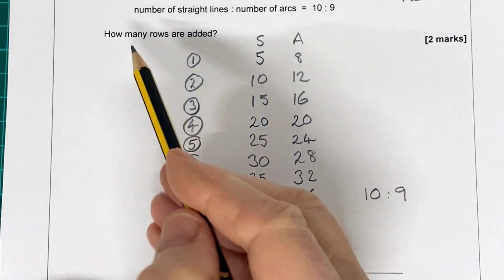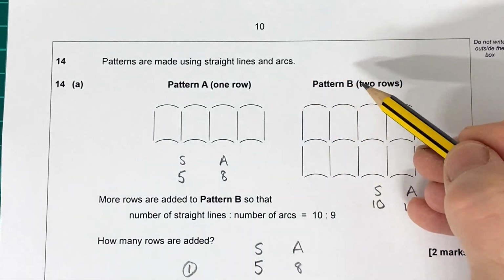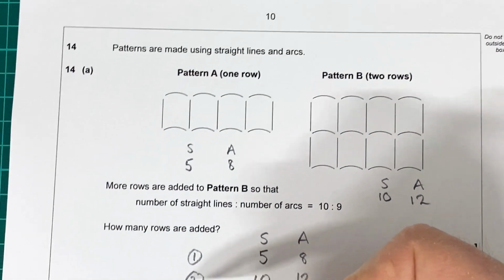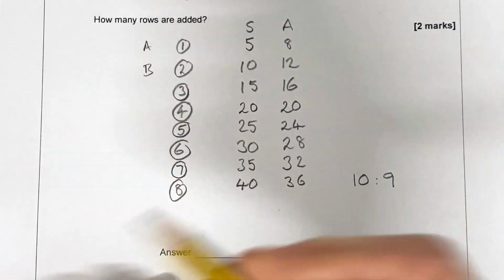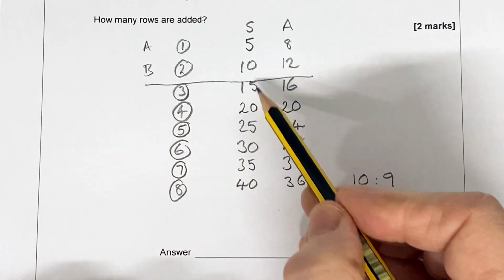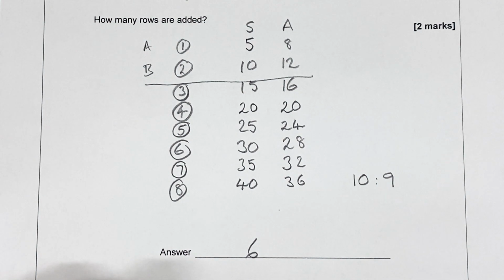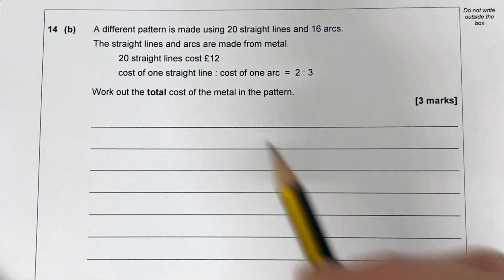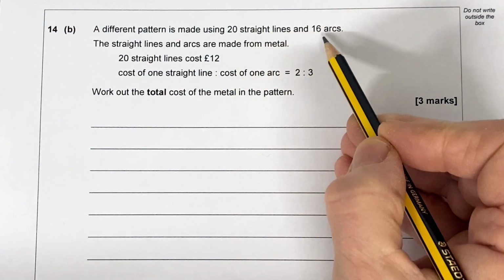Now the question said, how many rows are added? Because at the top we've got as far as pattern B, which I'm calling pattern 2. Perhaps I should have called them A, B, C, and so on, but never mind. There's pattern B. So we have added 1, 2, 3, 4, 5, 6. We've added 6 rows. Right, 14b, a different pattern is made using 20 straight lines and 16 arcs.